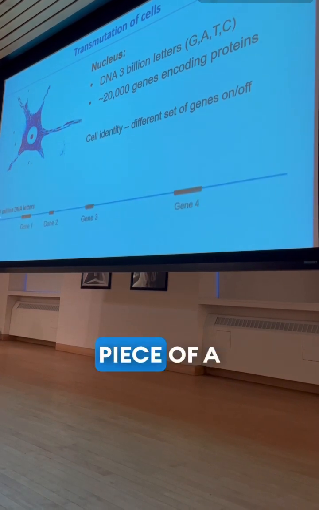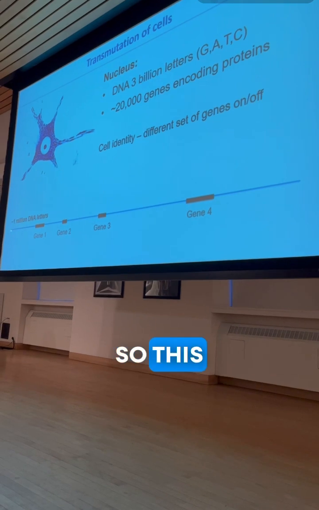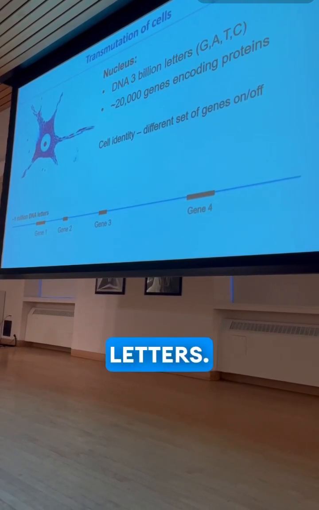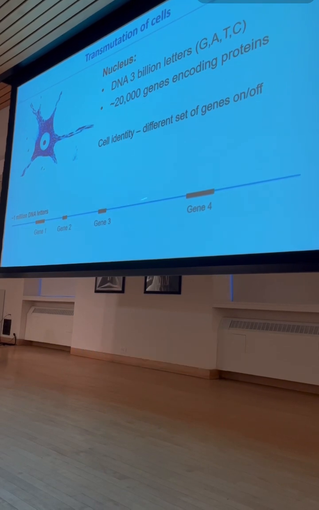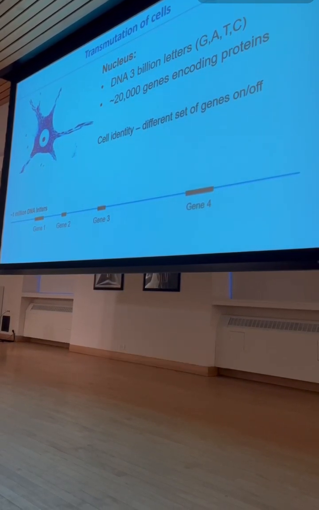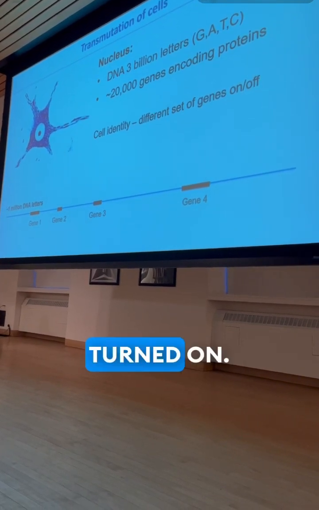So if you look at a piece of a chromosome or DNA strand, this would be maybe something like 1 million of these DNA letters. You see that within this region of the DNA there are several different genes, and as I said, in each cell a different group of these genes will be turned on.